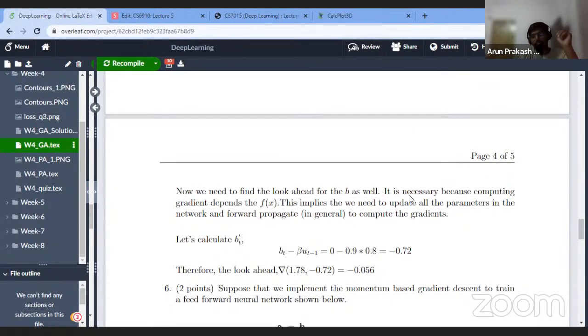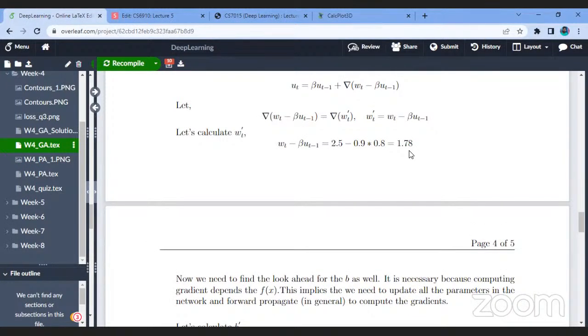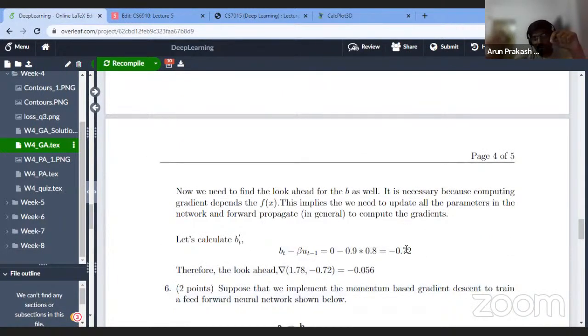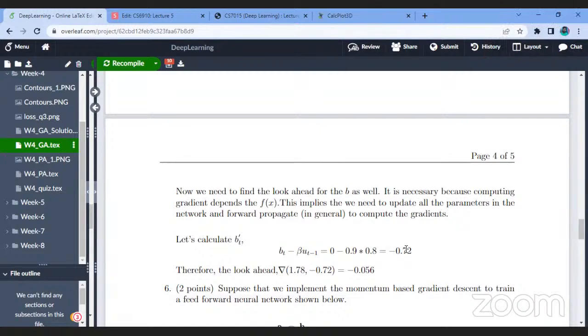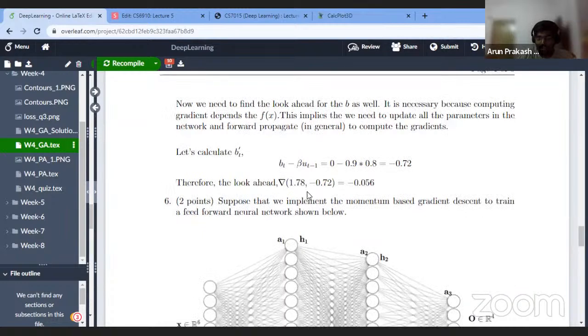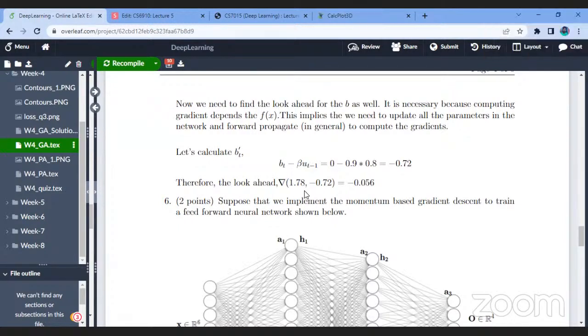So these are the points where I need to compute the look ahead. I have to move in this search space, or parameter space, to 1.78 and minus 0.72. I have to move to that point, and then compute the gradient at that point, right? Are you able to follow up to this point? Yes, sir. So now we are looking ahead and computing the gradient. Then what is the confusion you have in your mind now? So now we are calculating a gradient with respect to W or with respect to B.